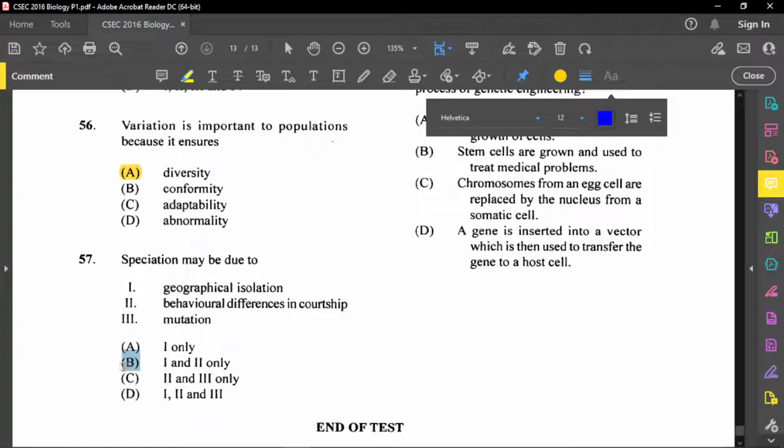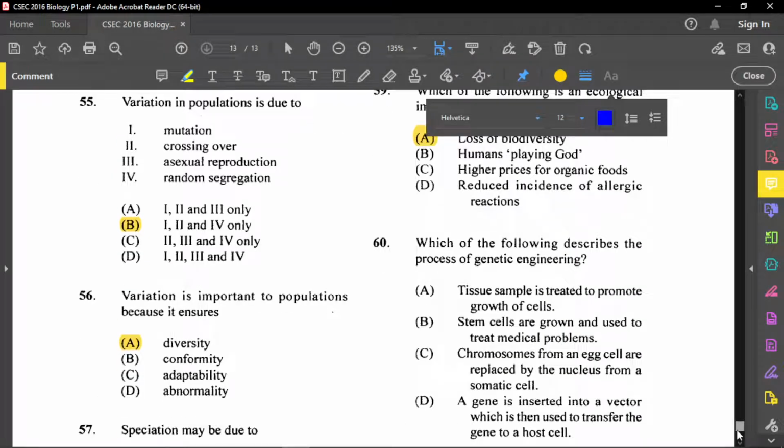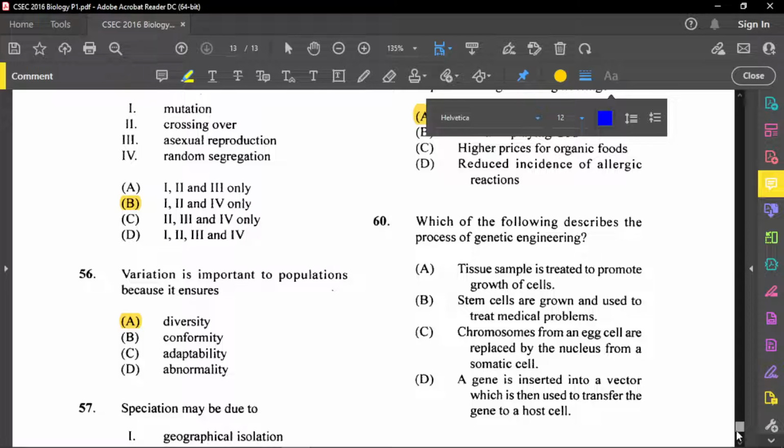And I think we're on our last question now, which is number 60. All right, and I deliberately left that for last. So which of the following describes the process of genetic engineering? All right, and so it's a tissue sample treated to promote growth of cells. That's a nice thing. A stem cell is grown and used to treat medical problems. That's also good for genetic engineering.